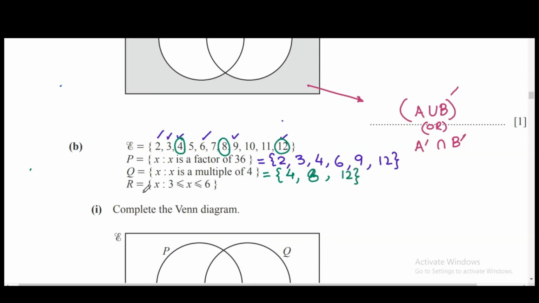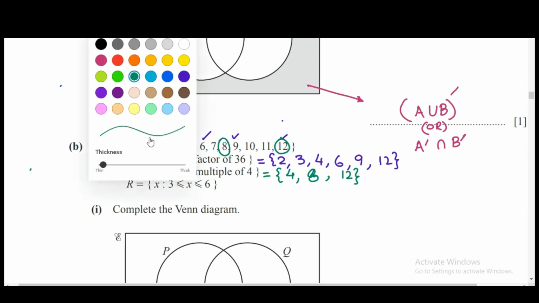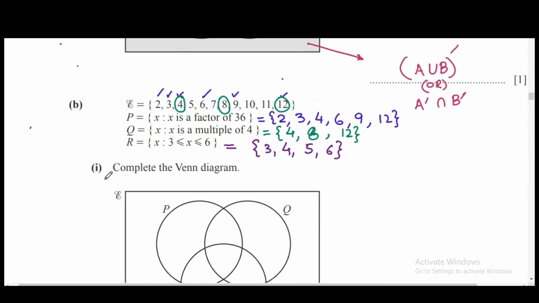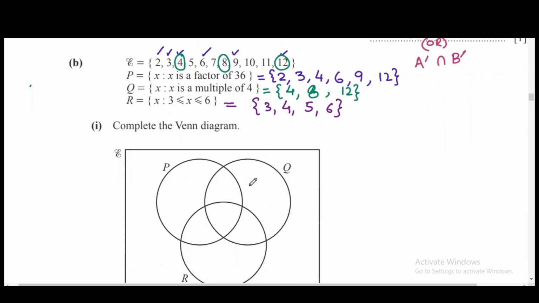Now set R is x in between 3 and 6 inclusive. So from the universal set, we have to write set R. Set R is 3, 4, 5, and 6. Before starting the question, you should list all the sets first, then start to attempt part 1. Part 1 is to complete the Venn diagram here.